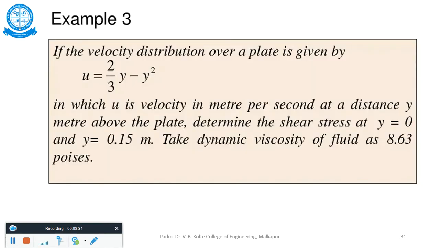Now there will be an example on the basis of Newton's law of viscosity. See the statement of this numerical. If the velocity distribution over the plate is given by u equal to 2/3 y minus y square, in which u is velocity in meter per second at a distance y meter above the plate, determine the shear stress at y equal to 0 and y equal to 0.15 meter. Take the dynamic viscosity of the fluid as 8.63 poise.